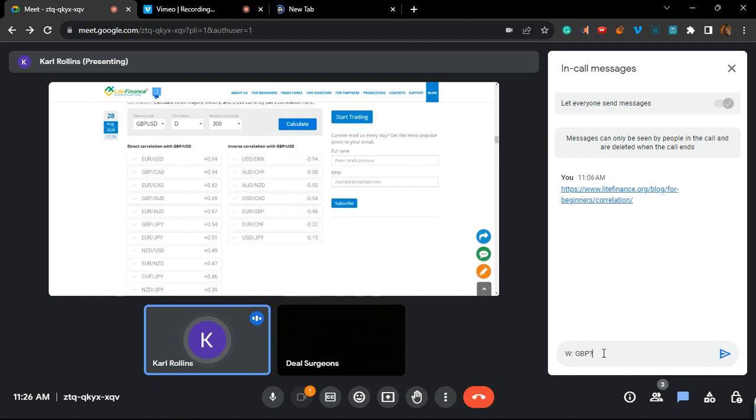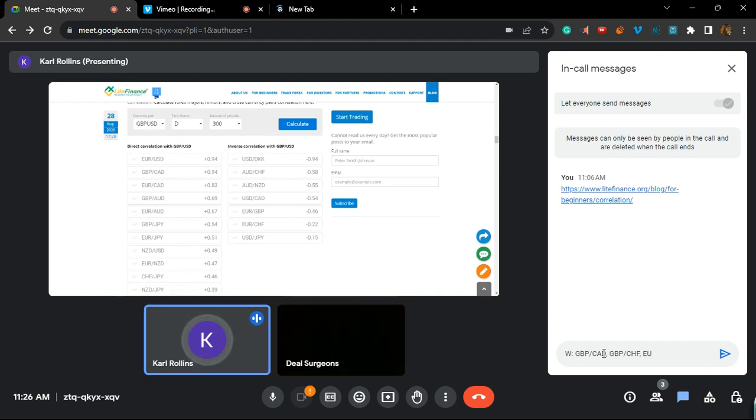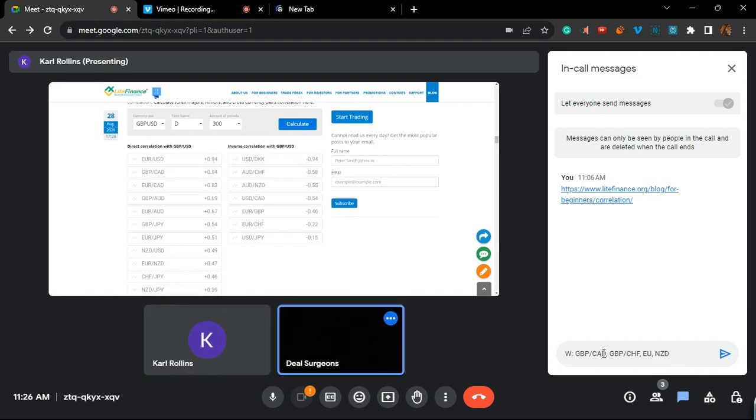Okay, so what's the next one? GBP/CHF, which is 80%. EU, which is 65%. Okay, and NZD/USD, which is 58%. Okay. Now, yeah, so those are the top four.